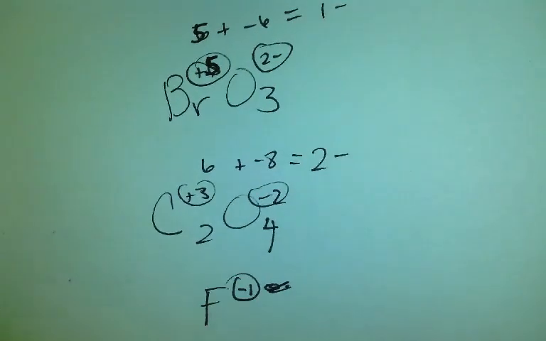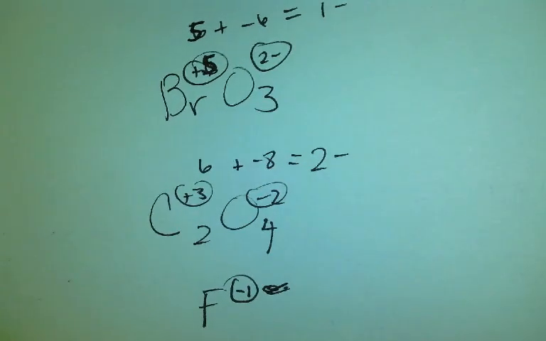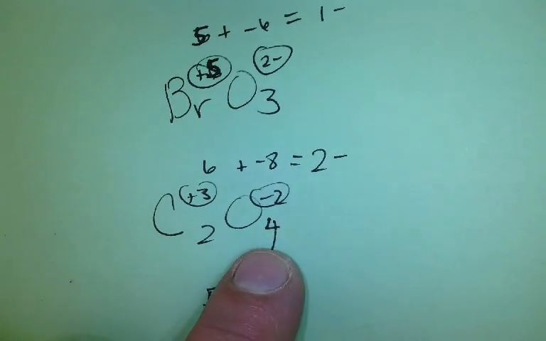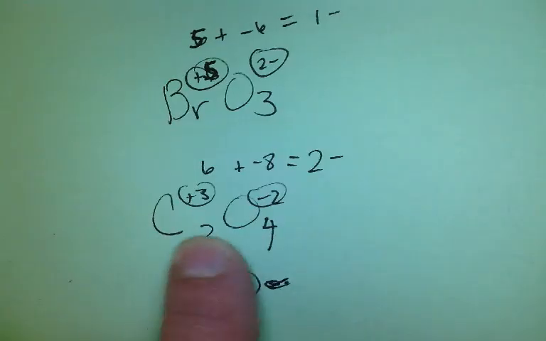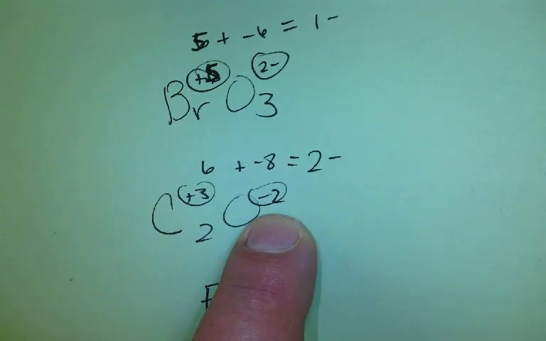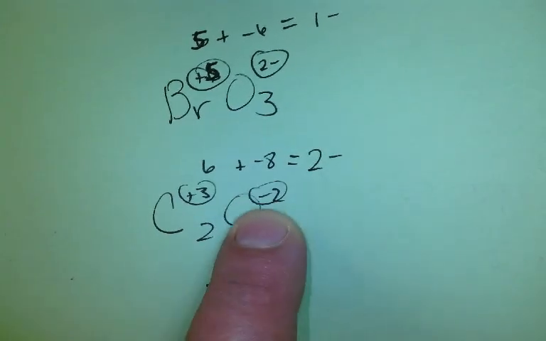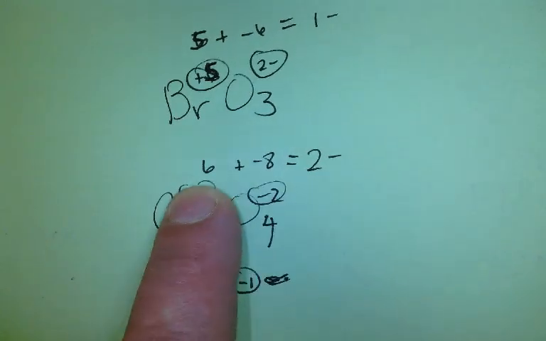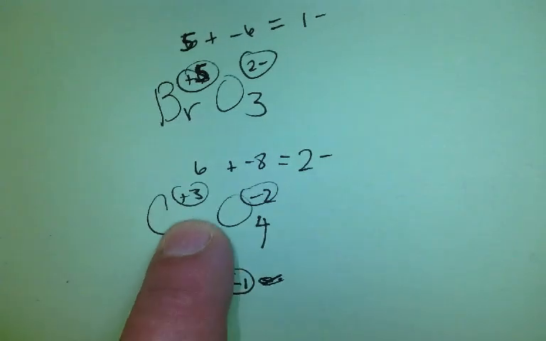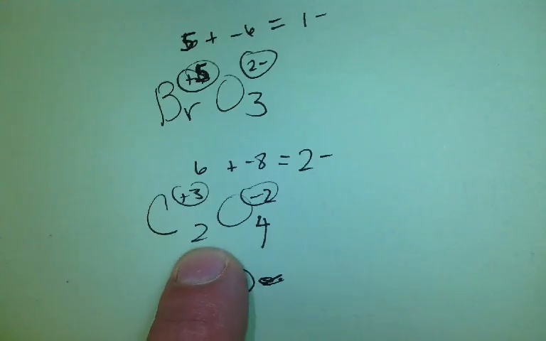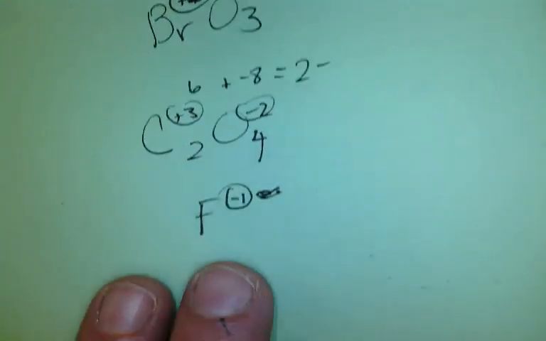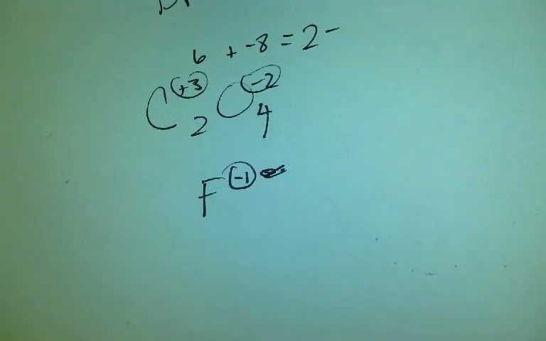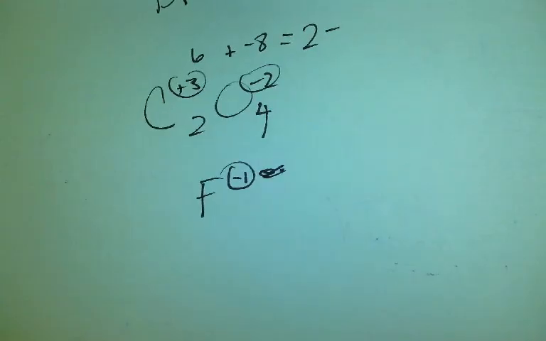Ooh, this is oxalate. I love oxalate. Fun things you can do with oxalate. This is oxalate right here. -2. Do you agree with that? 4 times -2 is -8. What plus -8 is -2? 6. 6 divided by 2 is 3. Okay. This one's easy. The charge is the oxidation number.